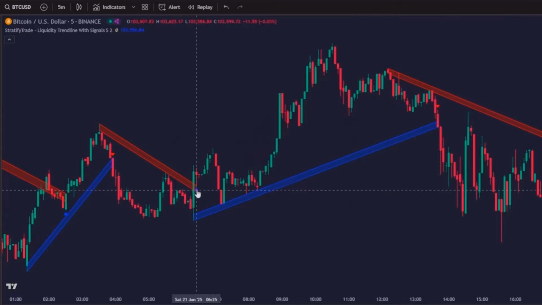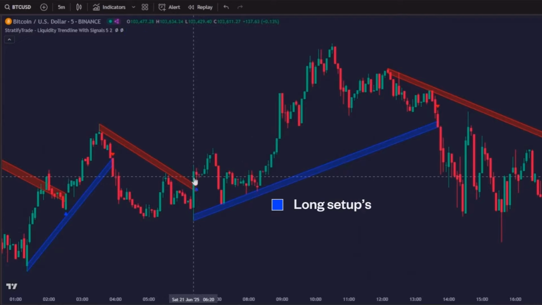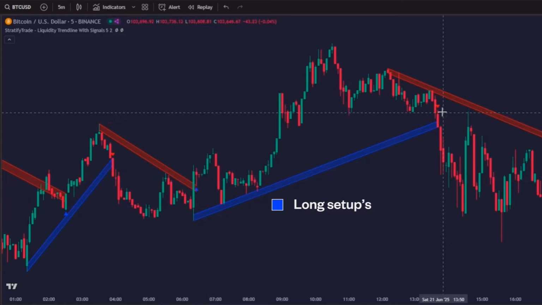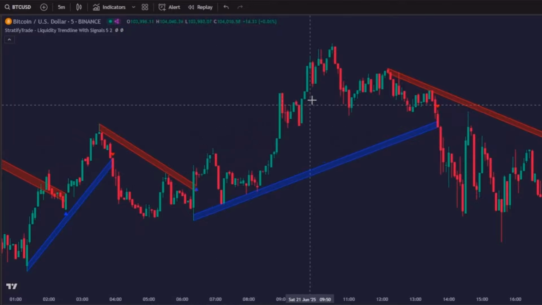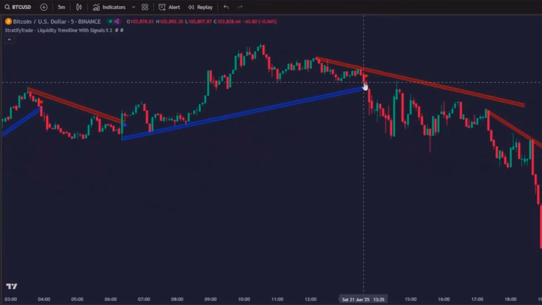Whenever price breaks a trend line, it plots an arrow, blue for potential long setups when the price breaks and closes above an upper trend line, and red for short setups when the price breaks and closes below a lower trend line. And as you can see, many of these breakouts can catch powerful moves.